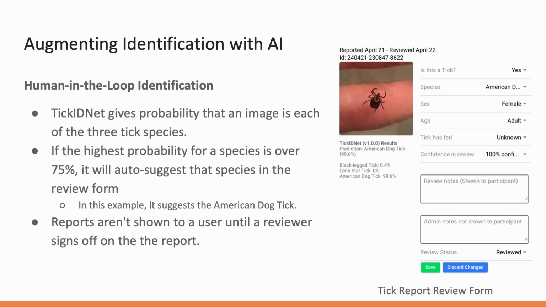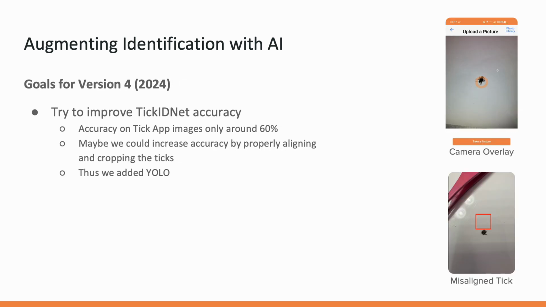This empowers researchers to have both increased speed and accuracy in their reporting, while giving the human the ability to weed out anomalies and make up for any potential shortcomings of the machine learning model. So it's a win-win, right? Kind of. In early 2024, we met again because there seemed to be a problem. Within the tick app, TickIDNet only seemed to achieve about a 60% accuracy, even though it was near 88% on real-world images in the paper. So we tried to figure out why that was happening.